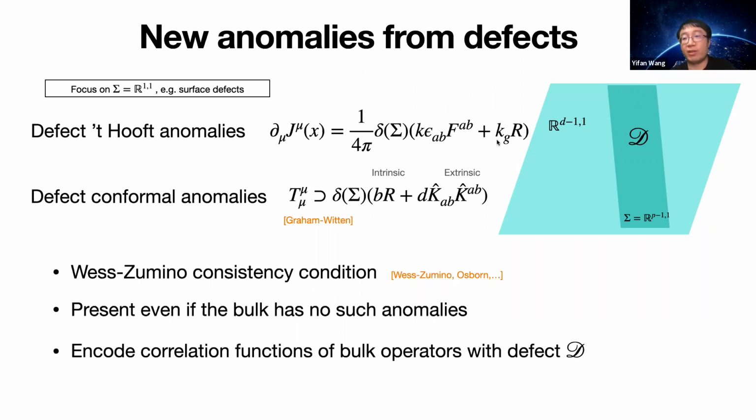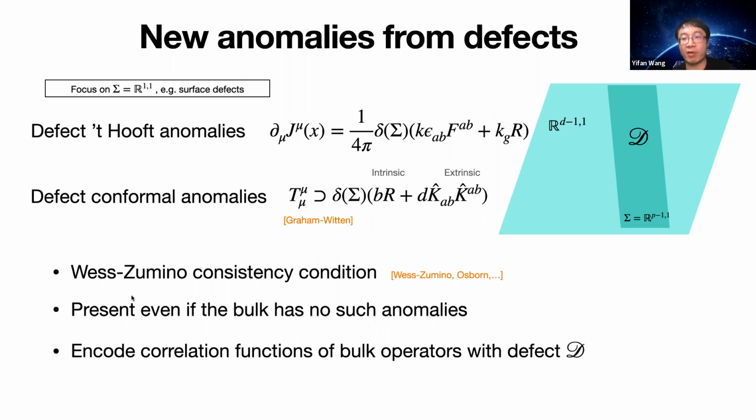Here, F is the field strength of the external gauge field that couples to this conserved current in the bulk, and R is the curvature of the metric that couples to the stress tensor. Then K is the traceless part of the extrinsic curvature associated with this defect submanifold relative to the bulk. The form of this right-hand side can be fixed by exploring some algebraic constraints on anomalies, known as the Wess-Zumino consistency conditions. And I want to emphasize that these defect anomalies can be present even if the bulk currents and stress tensor have no anomaly.